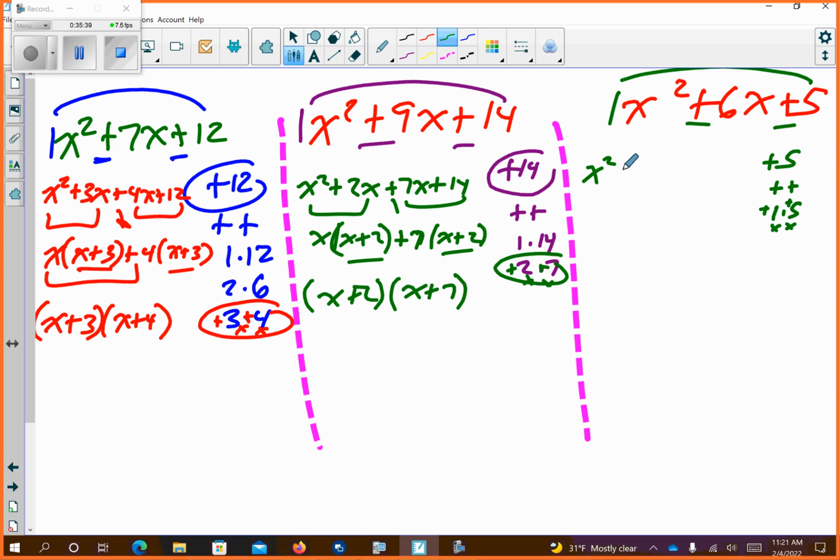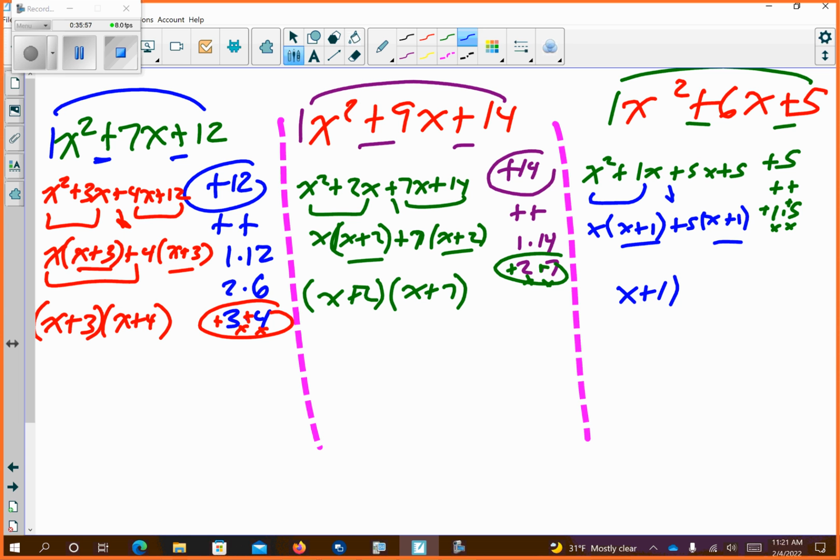So x squared plus 1x plus 5x plus 5. Factor out an x, plus sign comes with it. Factor out a 5. Make sure you have a 1 as a placeholder. X plus 1 and x plus 5 is our answer.